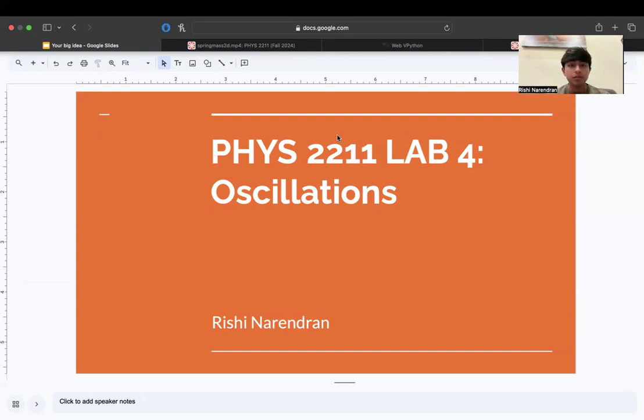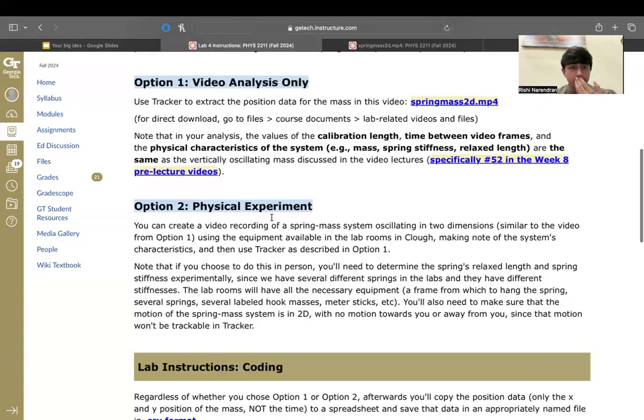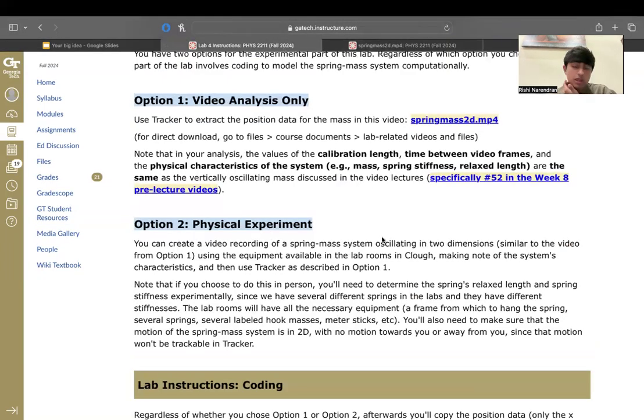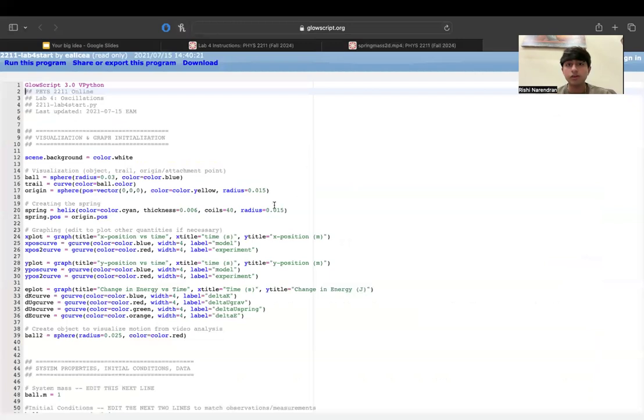First, I'm going to talk about what the lab was specifically asking for. For this lab, we were given a video. This is the video. We can play through it real quick of a spring oscillating left and right. Then we had to put that video in Tracker and extract a CSV file from it and use this closed script starter code along with the CSV file to extract some key graphs and data from it.